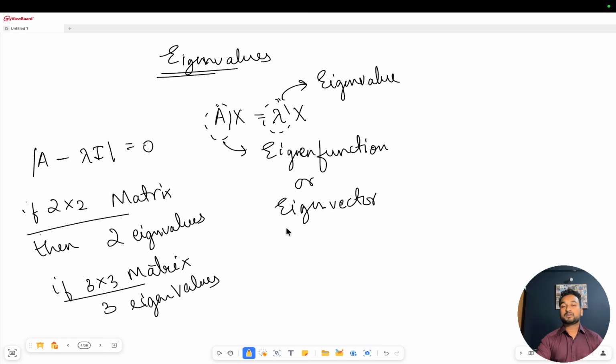So what is an eigenfunction? When a matrix is multiplied to or operated on a function, it gives back the function with some constant. Then that matrix is known as an eigenfunction or an eigenvector. The constant which it gives back is known as the eigenvalue. For a 2 cross 2 matrix, there will be 2 eigenvalues. For a 3 cross 3 matrix, there will be 3 eigenvalues. For an n cross n matrix, there will be, comment down the answer.